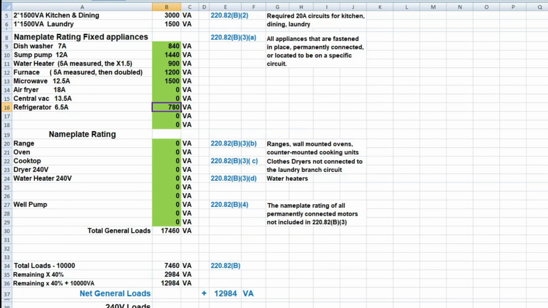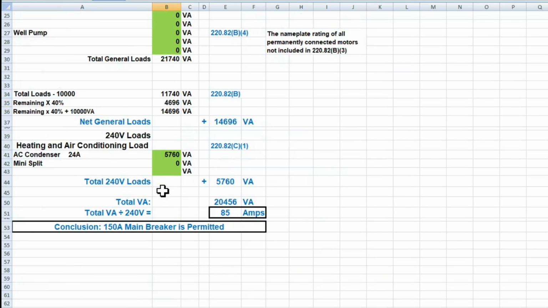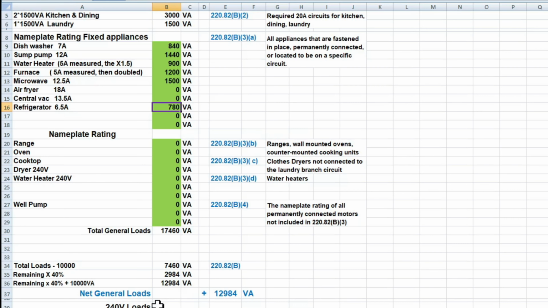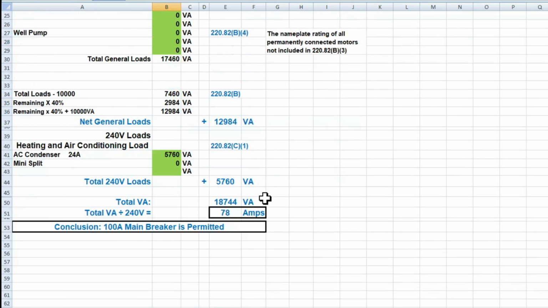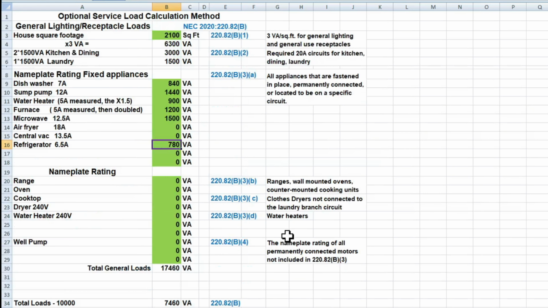Let's see, over on the service panel, we had a total of 20,456 volt amps. And on the sub panel, we have 18,744 volt amps. Divide that by 240 and it's 78 amps. So 78 amps is certainly a comfortable fit for a 100 amp main breaker protected sub panel. So that's how I did my calculations.